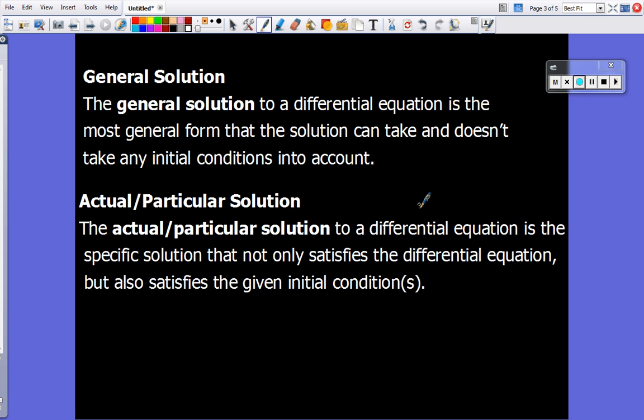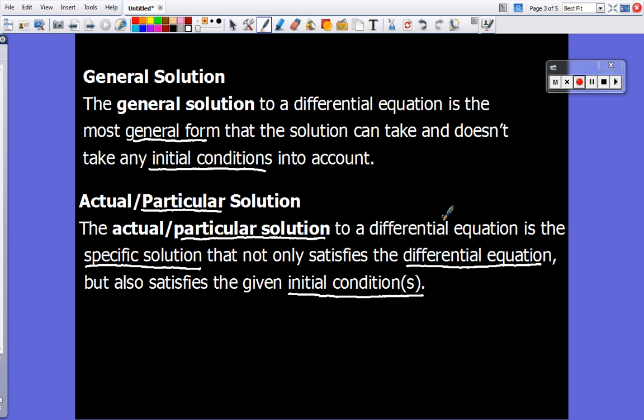The general solution to a differential equation is the most general form that the solution can take and doesn't take any initial conditions into account. The particular solution to a differential equation is the specific solution that not only satisfies the differential equation, but also satisfies the given initial condition. And you'll see in a moment what I mean by an initial condition.